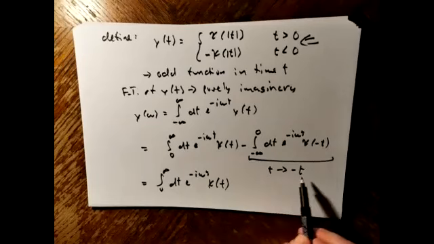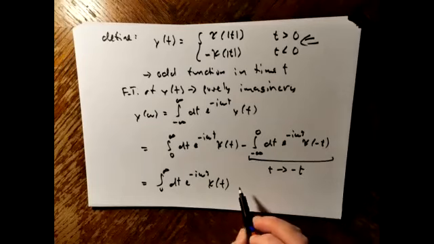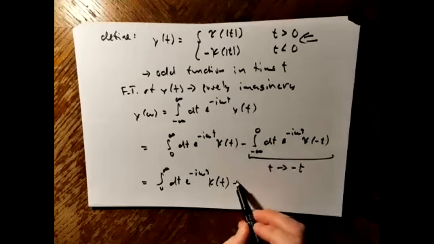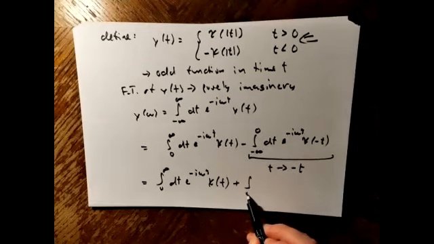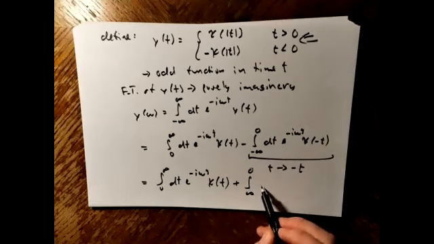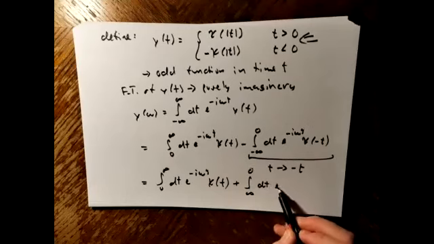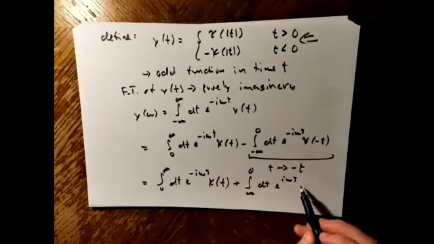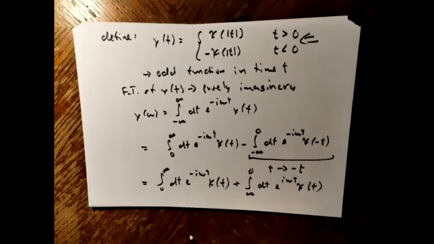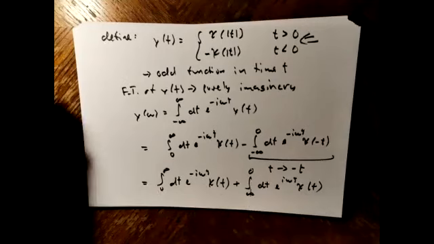Okay, and when I send t to minus t, I'm going to have, because of this, a plus, this is going to be the integral from infinity to 0, dt e to the I omega t chi of t, okay? But I'm going to switch this in order to make it consistent with this one. So I'm going to switch the limits here.